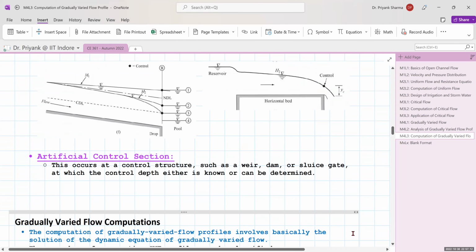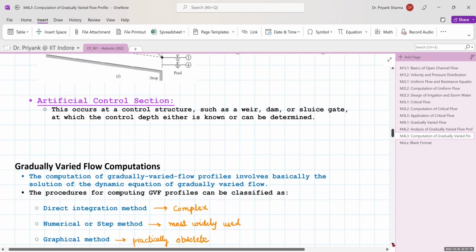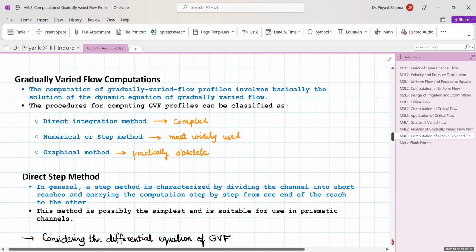So now we move on to the gradually varied flow computations. Usually the GVF profile computations involve the solution of the dynamic equation of GVF, or the differential equation. Now there are three main methods which are used for this. The first is the direct integration method. This method is very complex, so it is very less adopted.